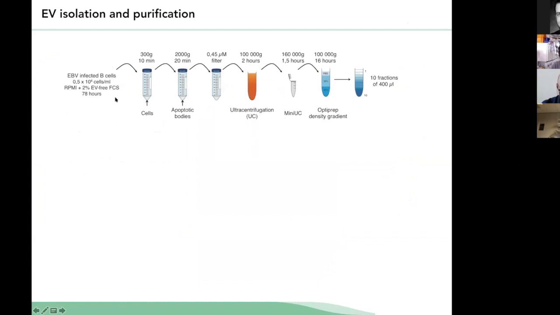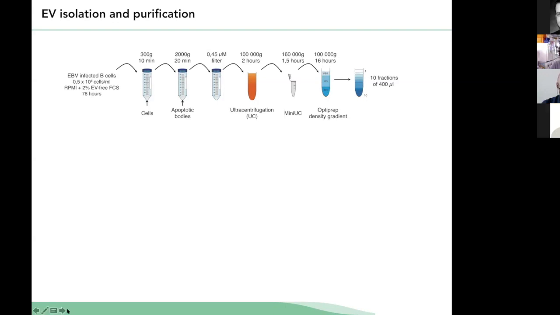So you collect the supernatant, or the conditioned media, from the cells, and then you treat the supernatant with different centrifugation steps. What I think we are adding on top is this second mini ultracentrifugation in a small volume. This allows a second cleaning of the EVs, plus you are pelleting them in a really small and compact pellet that you can easily load on an optical density gradient. The density gradient is extremely important, because if you load your mini UC pellet at the bottom, the EVs will float up to the fraction that has the same density as the EVs. Like this, you are able to separate the EVs from the protein.